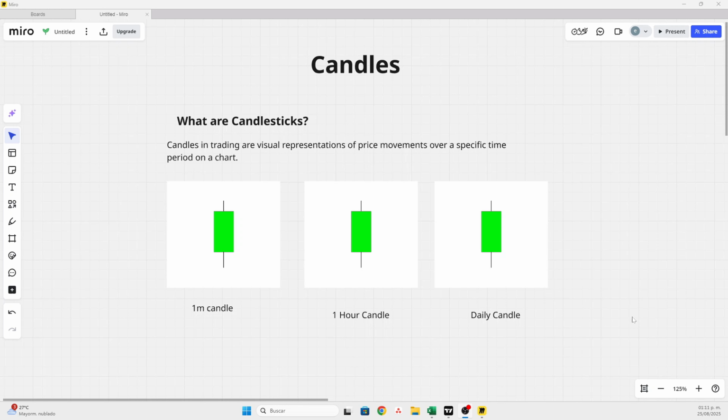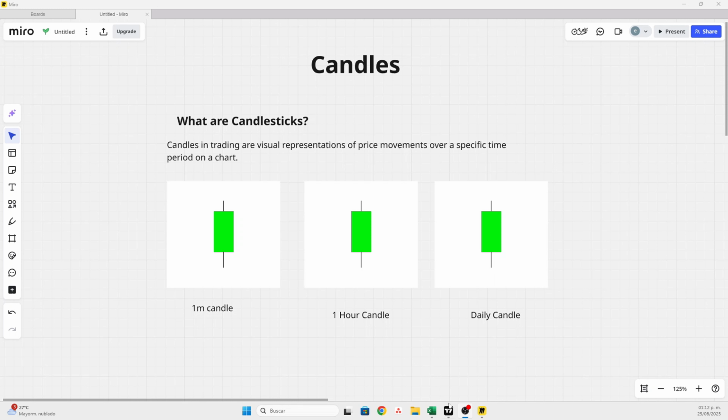Let's get to it. What are candlesticks? Candles in trading are visual representations of price movements over a specific time period on a chart. As you can tell here, we have a 1 minute candle over here, a 1 hour candle over here, and a daily candle over here. Now you may notice that all these candles are exactly the same, and this is solely for the purpose of me explaining to you that you cannot tell a candle's time frame just by looking at the candle.